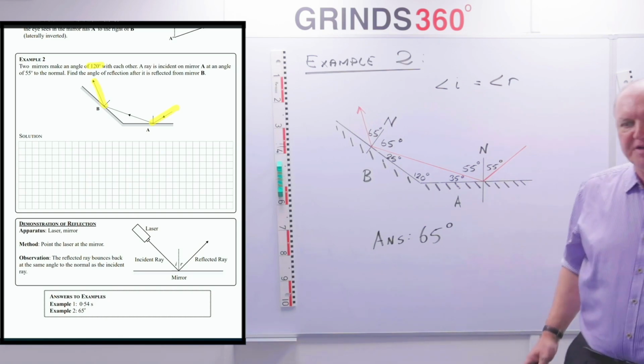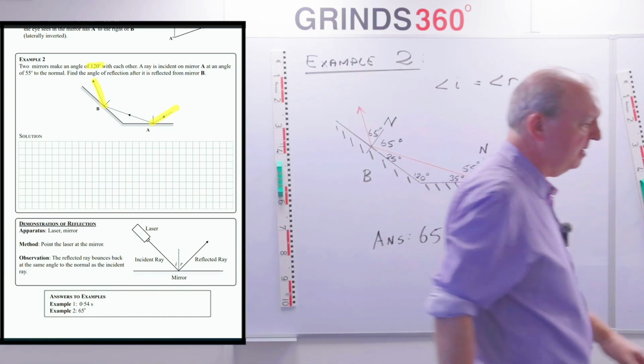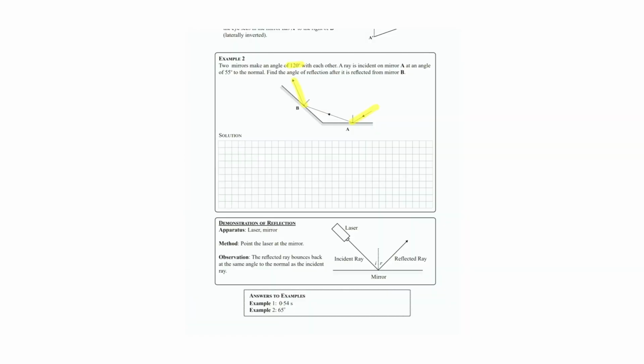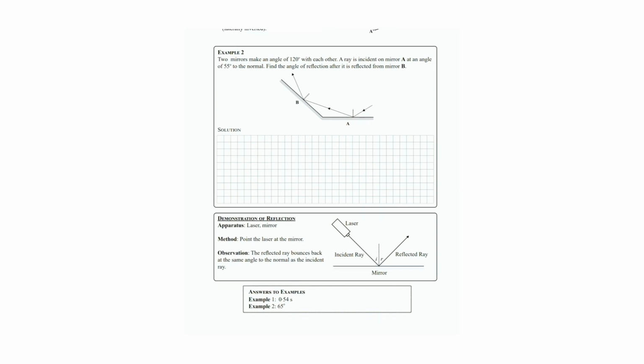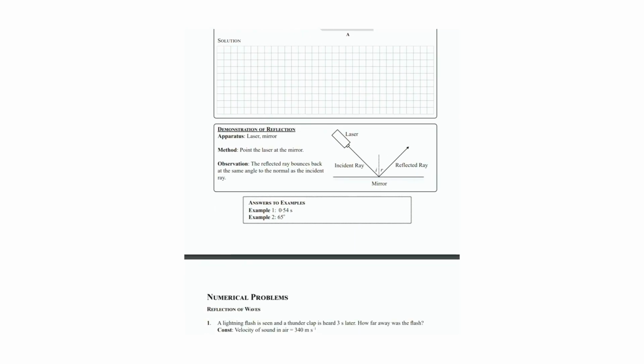Okay, just one more thing to finish with. We have this demonstration of reflection. These demonstration experiments are throughout your notes. The important thing is when you answer any question, when they say, outline a demonstration experiment to show reflection, there are three parts you should always include. The apparatus. The apparatus here is a laser and mirror. I would always have a simple diagram along with the apparatus.